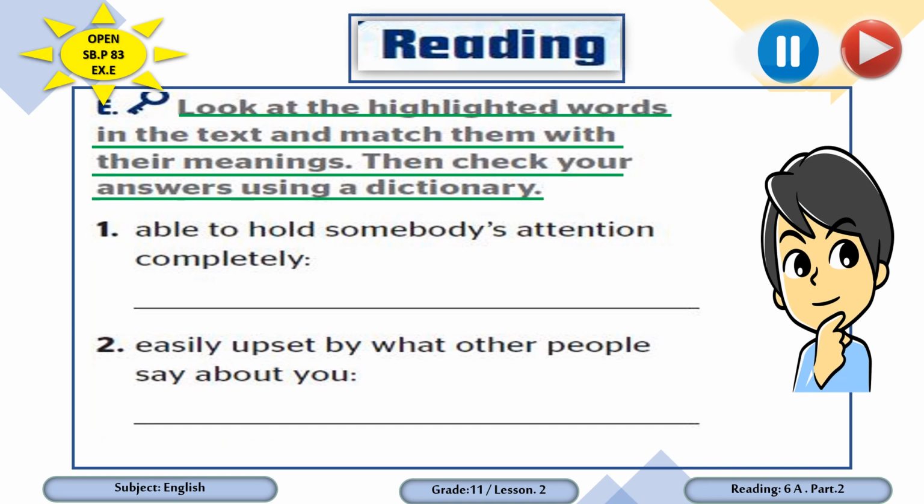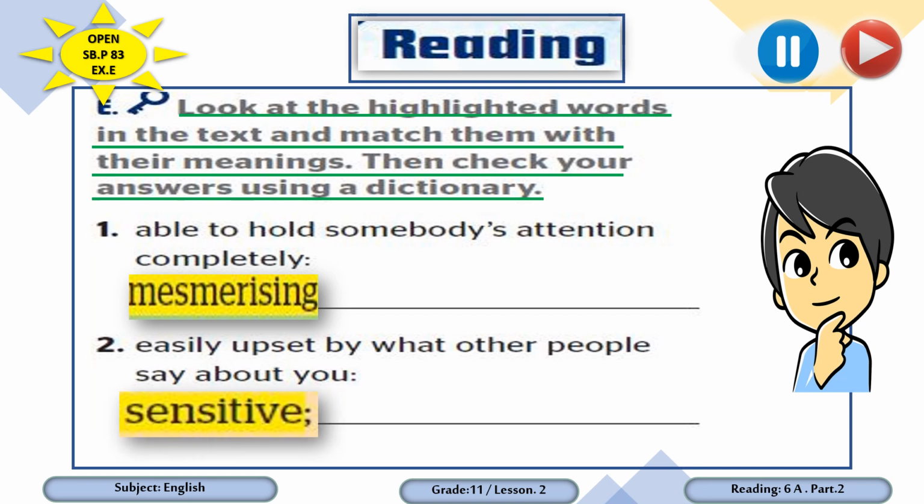Okay, let's check the answers. 1. Able to hold someone's attention completely. Attracts the attention of others, so it's excellent, mesmerizing. Number 2. Easily upset by what other people say about you. Fantastic, it's sensitive.